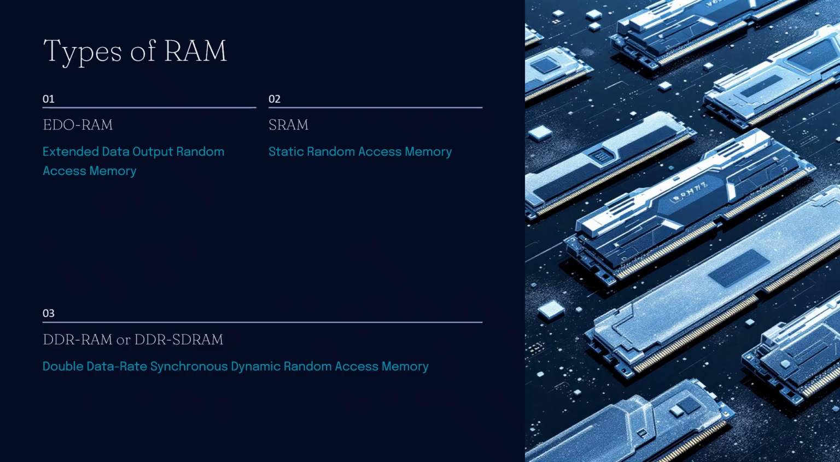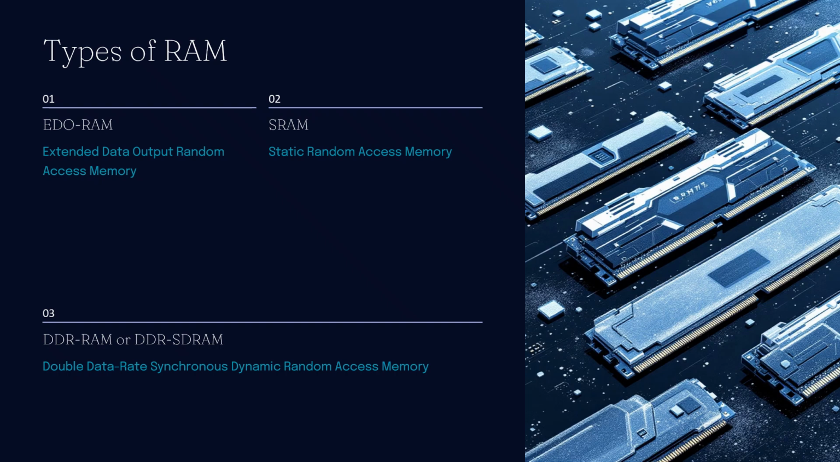So these are the different types of RAM. The first type is EDO RAM. Expansion is extended data output random access memory. It is an enhanced form of DRAM that allows the next memory access to begin before the previous access is complete, improving overall performance.